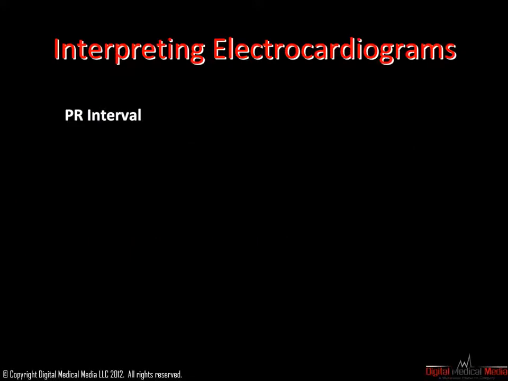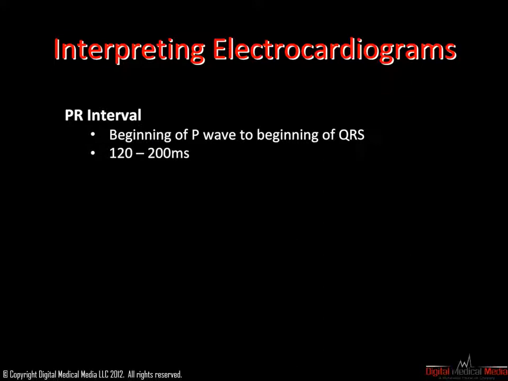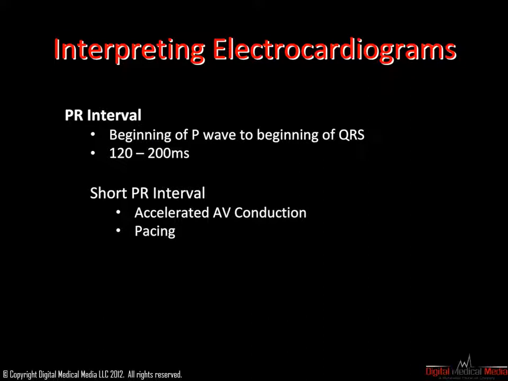In summary, the PR interval is the measurement of time from the beginning of the P wave to the beginning of the QRS. It includes the entire P wave and the entire PR segment. The normal value is from 120 to 200 milliseconds in duration. Abnormalities in the PR interval can manifest both with shortening of this interval as well as prolongation of this interval. The only causes of shortening of the PR interval are accelerated AV conduction, pacing, and WPW preexcitation.